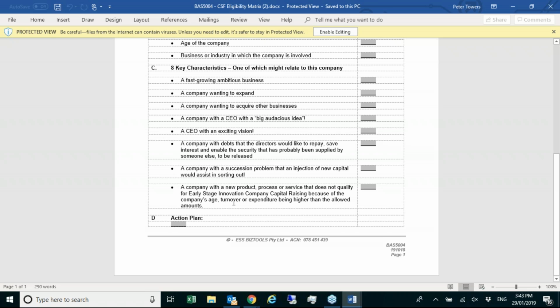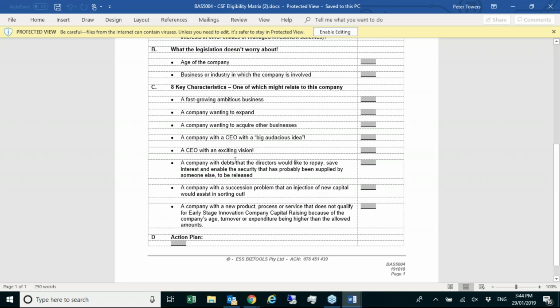Or they could be someone that's invented a new product, process or service that the company's aged over 3 years, or their turnover is over 200,000, or their expenditures over $1 million. They are not eligible for the early stage innovation company status. They're ideal for this area. So I think if you start thinking about it, you might be surprised how many clients you find in these categories.